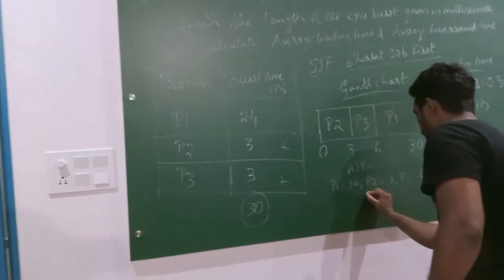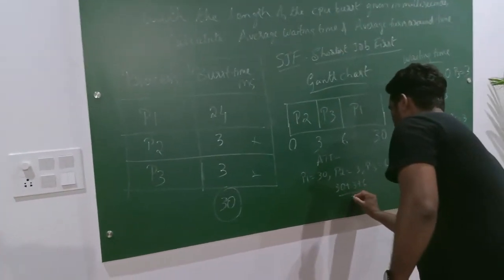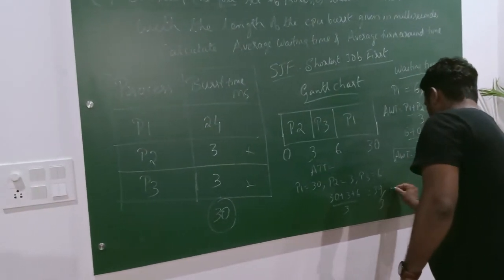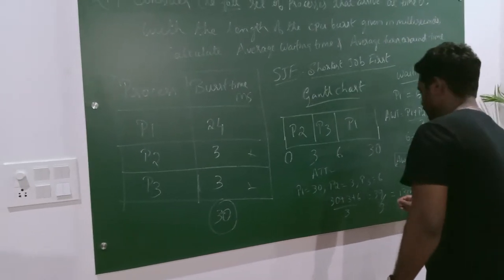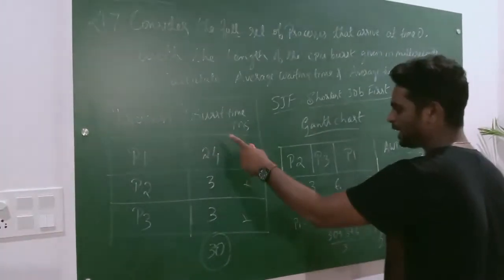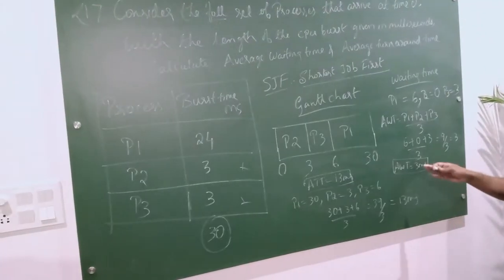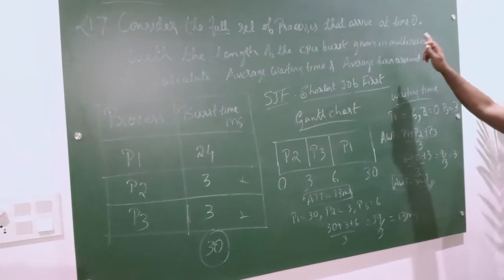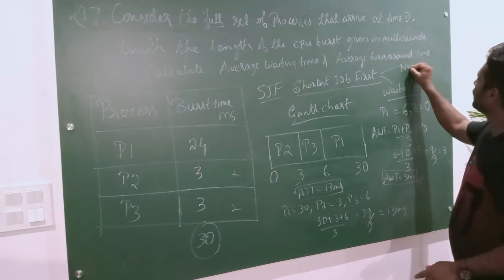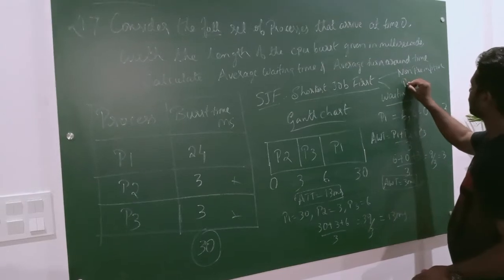So same thing, P1 plus P2 plus P3 divided by 3. 30 plus 3 plus 6 divided by the total number of processes. That is 39 divided by 3, that is 13 milliseconds. So average turnaround time will become 13 milliseconds. For FCFS, for the same table you got 27 milliseconds. So this is about your SJF, how exactly you are going to solve. Whenever they say arrive at time 0, your SJF can be non-preemptive as well as preemptive.